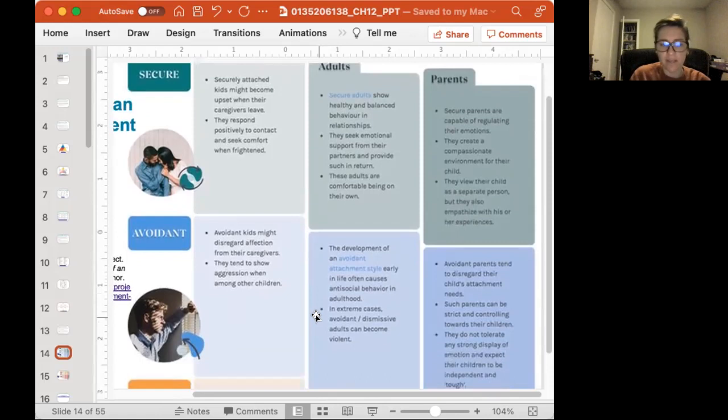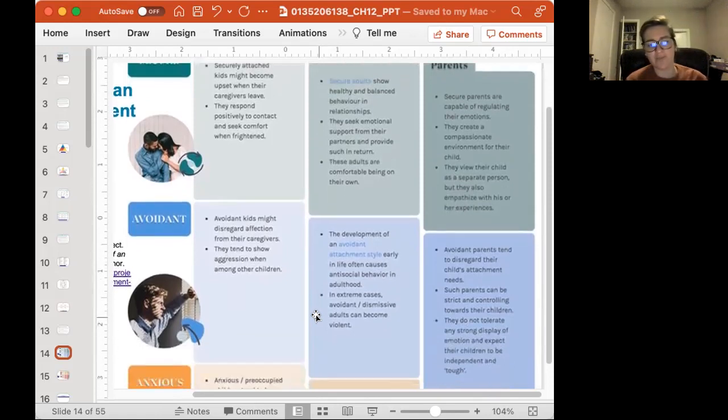As for avoidant, kids might disregard affection from their caregivers. They tend to show aggression when among other children. As for when an adult, the development of an avoidant attachment style early in life often causes antisocial behavior in adulthood. So antisocial meaning rule breaking, causing harm to others, setting fires maybe. This might be something that sets the stage for a sociopath, right? I don't know if you guys remember, but in a previous lecture, I talked about the difference between a psychopath and a sociopath. The psychopath is born without the ability to be empathetic, and the sociopath is socialized to not be empathetic. And so having a poor attachment style from childhood could be something that contributes to sociopathy, or antisocial personality disorder, another name for that.